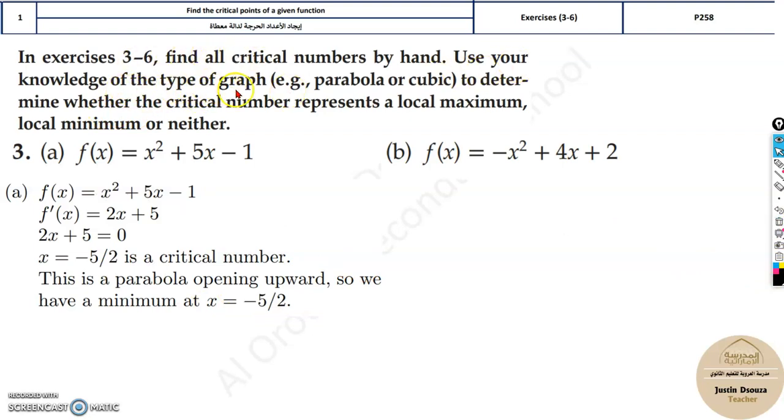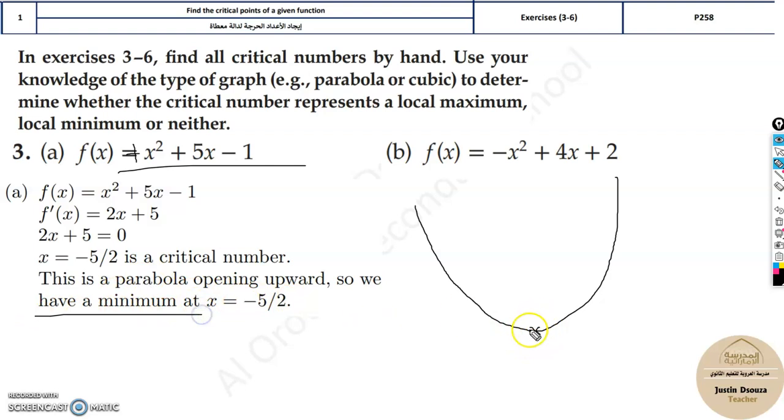Use the knowledge of the type of graph, parabola or cubic, and determine whether the critical number represents a local maximum or minimum. See, now over here, looking at the function, this is a parabola and it's plus over here, so it's opening upwards. So whatever the critical number is, it will be the minimum point. So this will have the minimum at x equals whatever we found out, that is minus 5 by 2. And the parabola opens upwards.